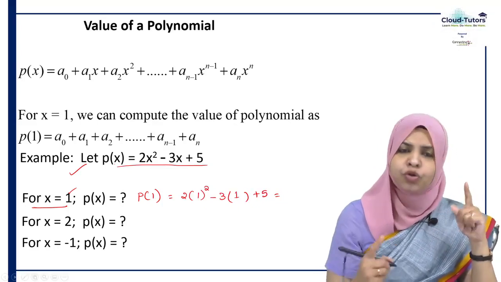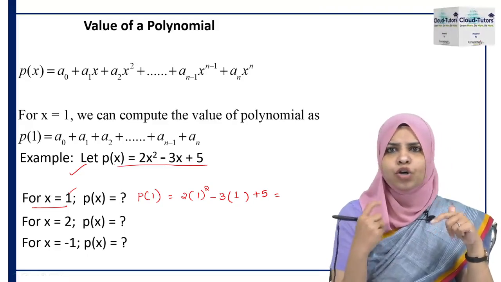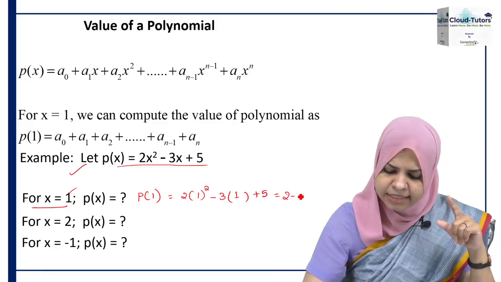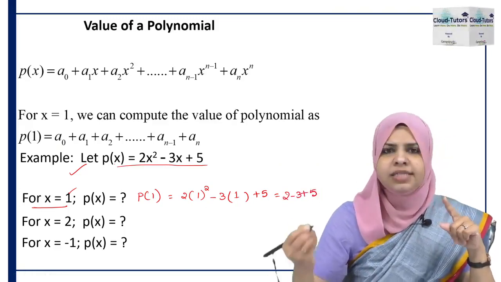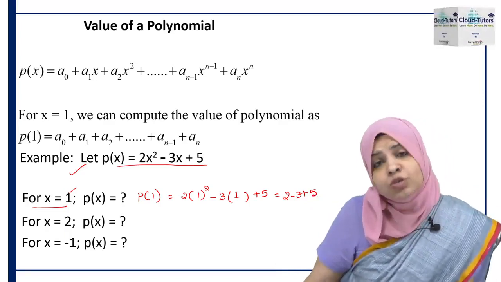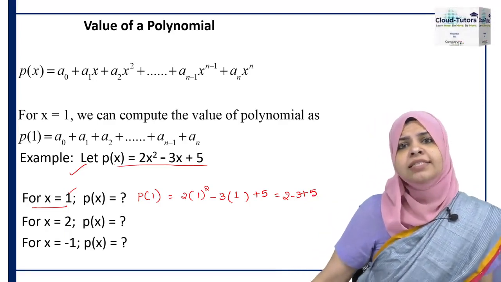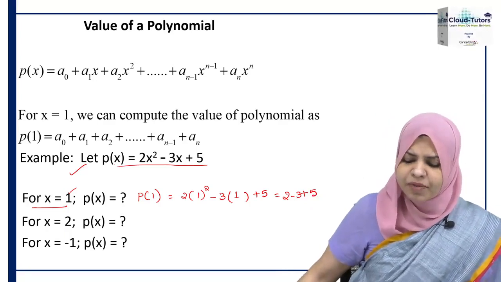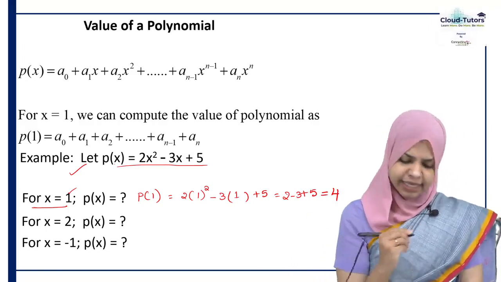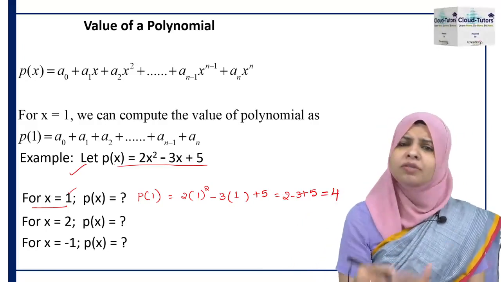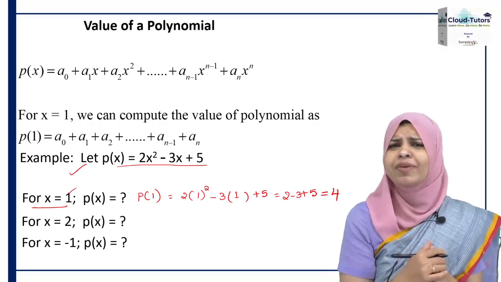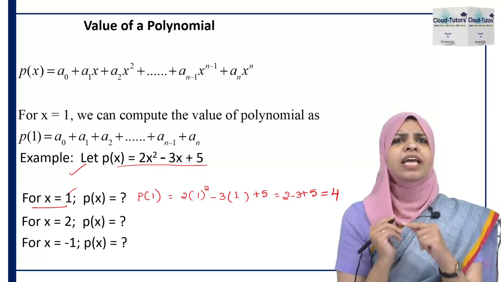So what is it equal to? 2 into 1 square is 2. 1 square is 1, 1 into 2 is 2. And 2 minus 3 plus 5. 2 minus 3 is minus 1. Minus 1 plus 5 is 4. This is equal to 4. Now, next, for x equal to 2, on the same lines, let's find the value of the polynomial. Why do we need to find it? You will come to know very, very soon.